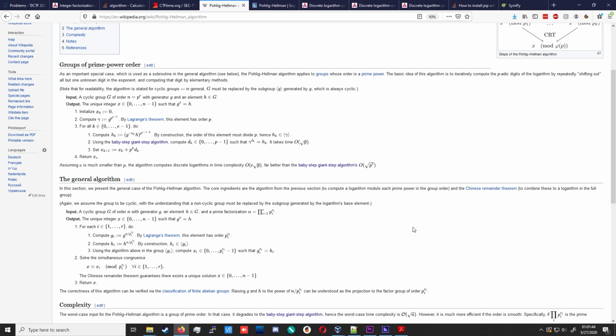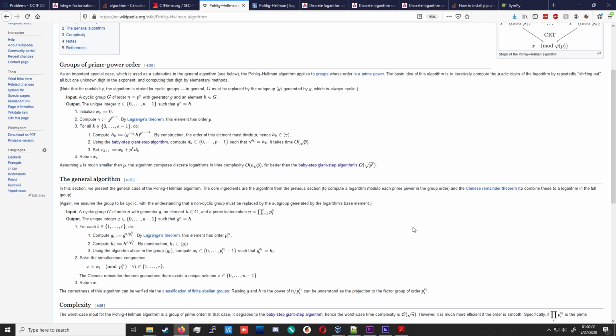The Pohlig-Hellman algorithm is not the algorithm to compute the discrete log with a prime modulus. It's the algorithm to compute the discrete log in general. And it works very well when the modulus is not prime. When it is prime, it reduces to the baby step giant step algorithm.